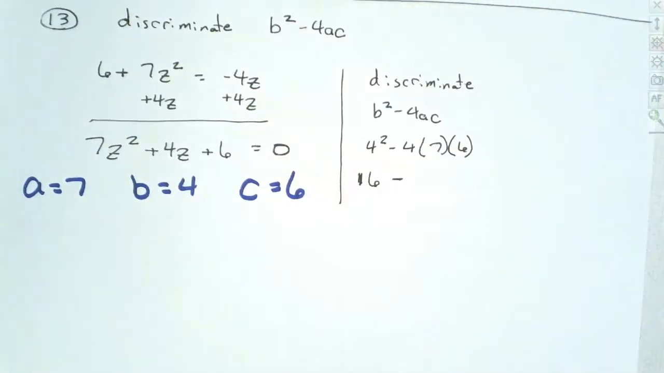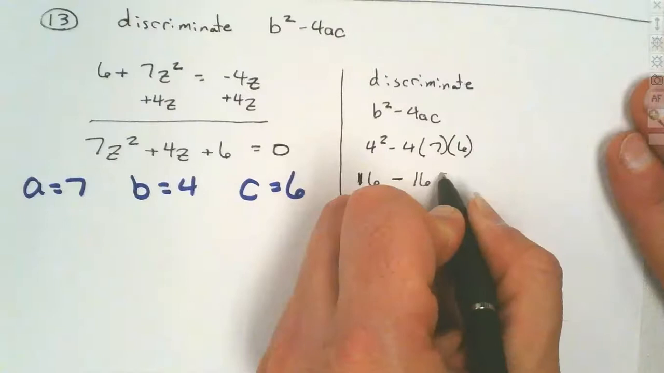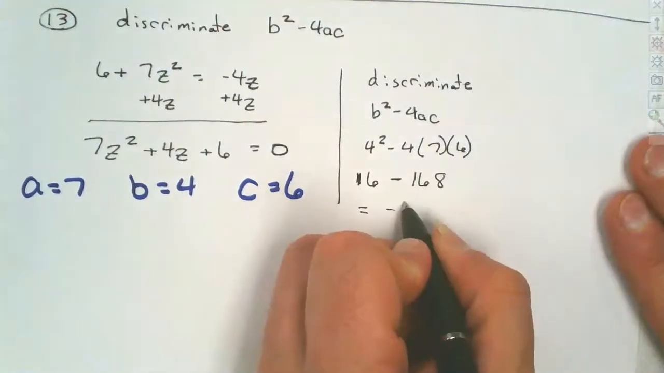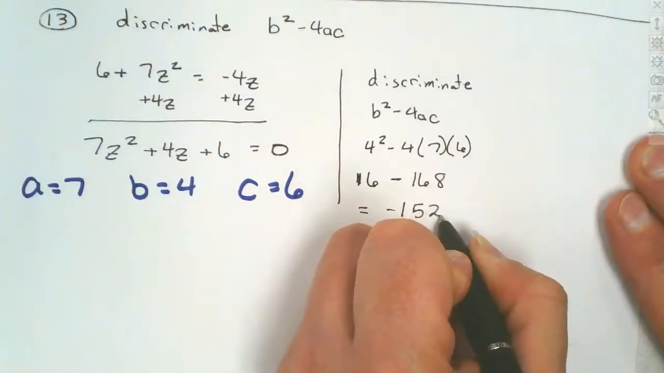And that's 16. One negative makes it stay negative. And 4 times 7, that's a 28. Times 6 more makes it 168. And 16 minus 168, well, that's a negative again. Stays negative, so that's a minus 152.